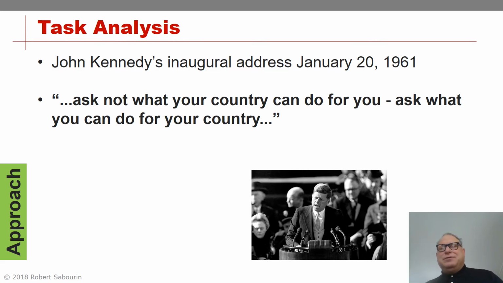And if you just take this beautiful little quote here, this is inspired by John Kennedy's inaugural address, which took place on January the 20th, 1961, in Washington, D.C. He said, and this is often quoted, ask not what your country can do for you, but ask what you can do for your country. So Kennedy is basically setting a stage here. He's starting a new presidency.